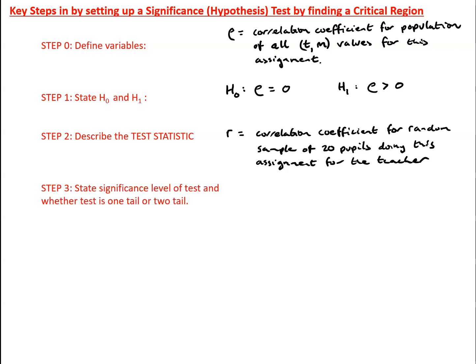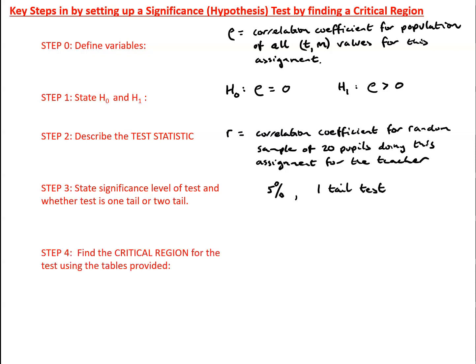We need to state the significance level. Well, since we're simply being asked for evidence in this case, we'll use a 5% significance test. We only want to accept the alternative hypothesis if the value of R is significantly bigger than 0, so it's going to be a one-tailed test.